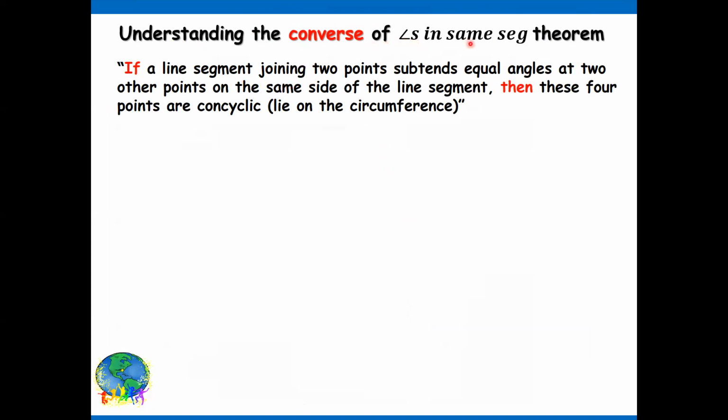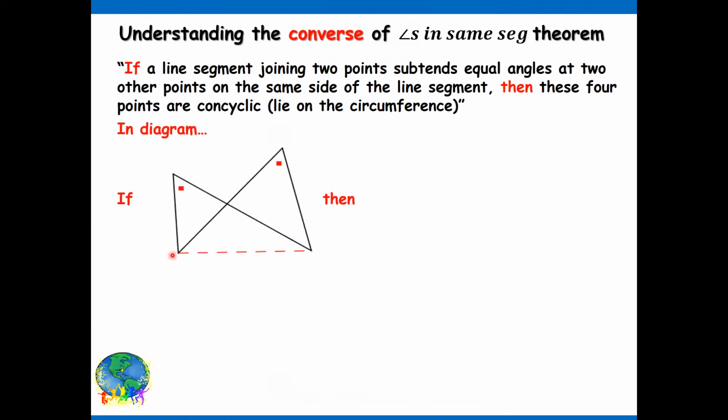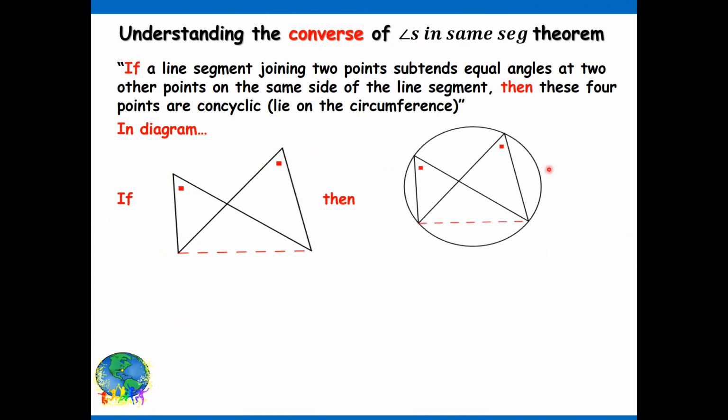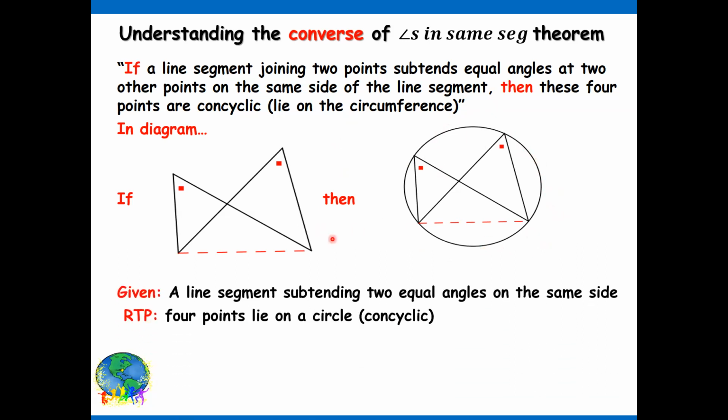Right. Now, understanding the converse of angles in the same segment equal theorem, we are saying, in the diagram itself, here are 4 points, 1, 2, 3, 4. So this is the chord subtending these two angles, right? If that is the case, then we are saying all the 4 points are on the circle or on the circumference. That means they are concyclic, right?